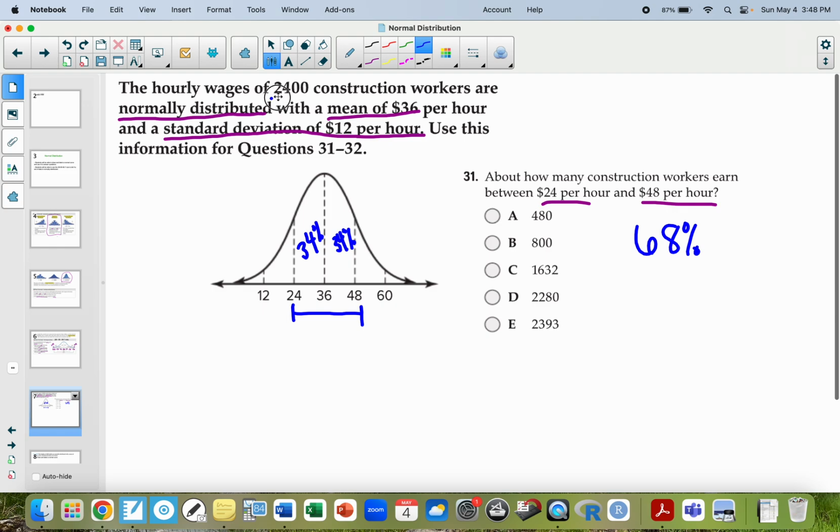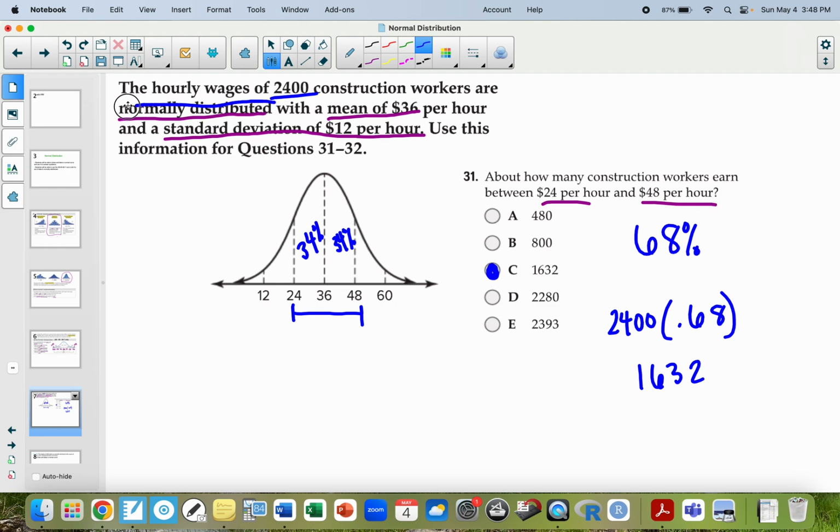Up here, it tells us that we had 2,400 construction workers. So we're just going to do 2,400 times 68%, which is 0.68. And if we do that in our calculator, we get 1,632. So about 1,632 construction workers earn between $24 per hour and $48 per hour. And we know that just because it tells us that this is normally distributed. So we're using a normal curve, and we're using that 68, 95, 99.7 rule.